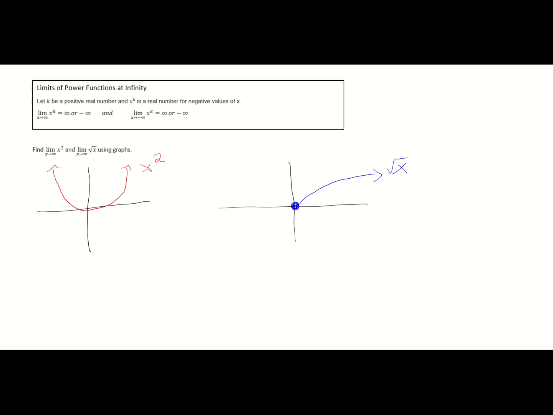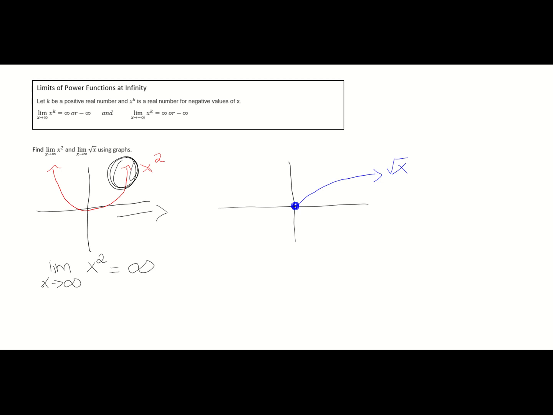So if you want to find the limit as x goes to infinity of x², visually it's easy to see what happens. As your x's go to infinity, your y's are just going to keep getting huge, because as you put in numbers and square them, your y's are also getting much bigger. So the limit as x goes to infinity of x² is also infinity.